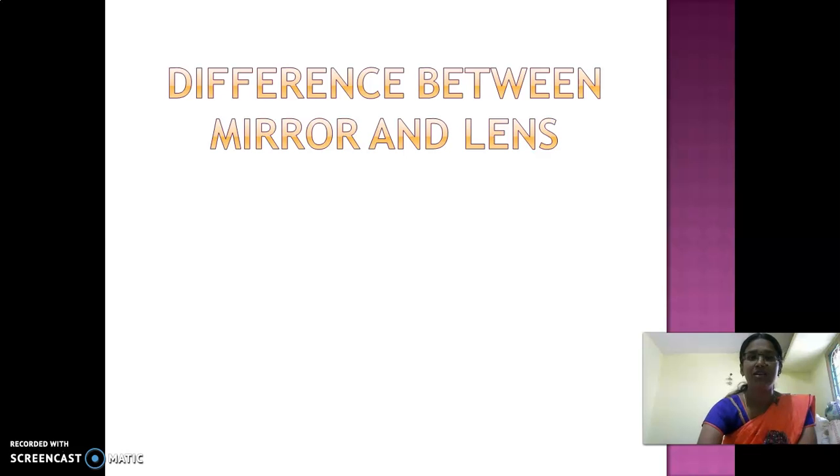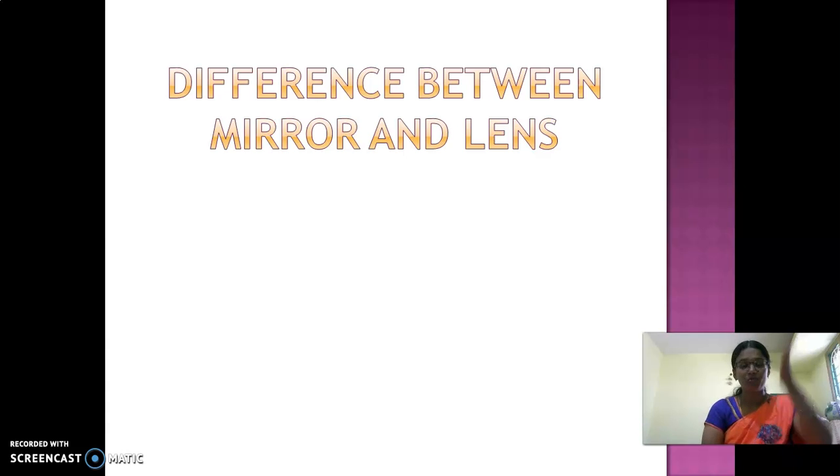Clear? Now I am going to tell you the difference between mirror and lens. Just write down the topic as difference between mirror and lens. Make a tabular column. Are you ready to write? The first point is: a mirror has only one reflecting surface, whereas in lenses both sides are reflecting surfaces.